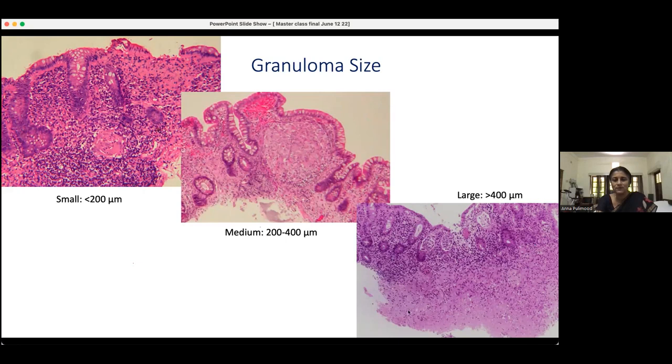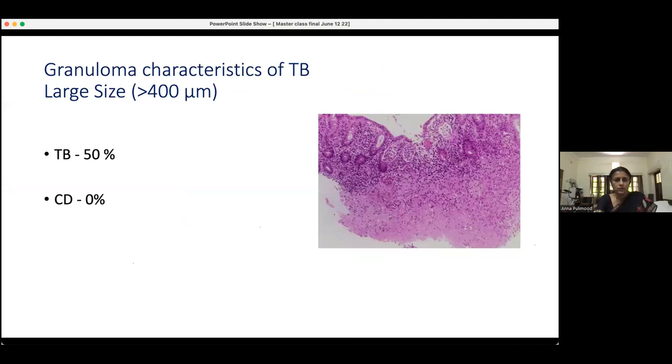So here you see, this is the mucosa, and this is part of a submucosal granuloma. It's much larger than the size of the mucosa. This is a granuloma that was a little less than 400 microns. It's a medium-sized granuloma. And this is a tiny granuloma, less than 200 microns in size, less than half the thickness of the mucosa. So we saw large granulomas only in our TB cases.